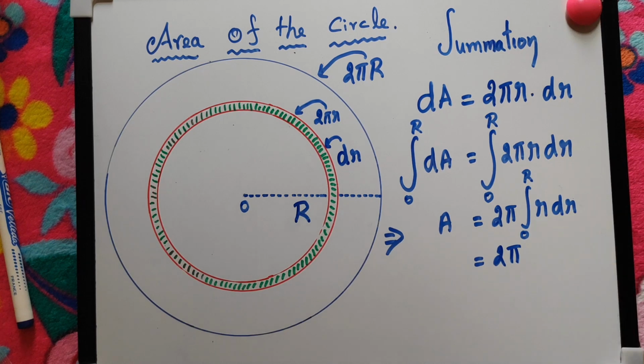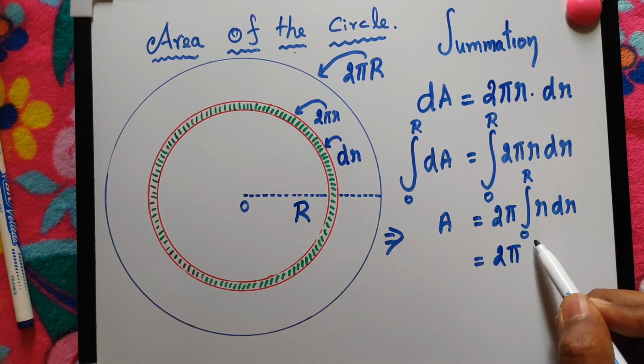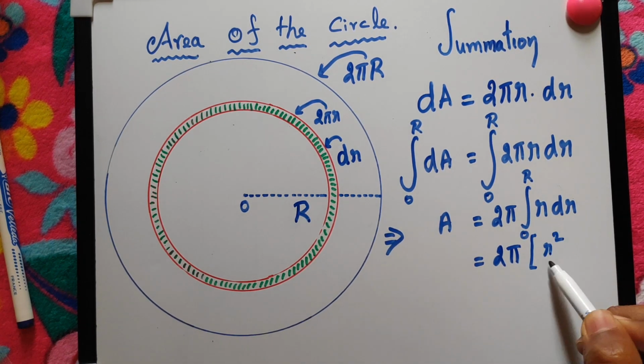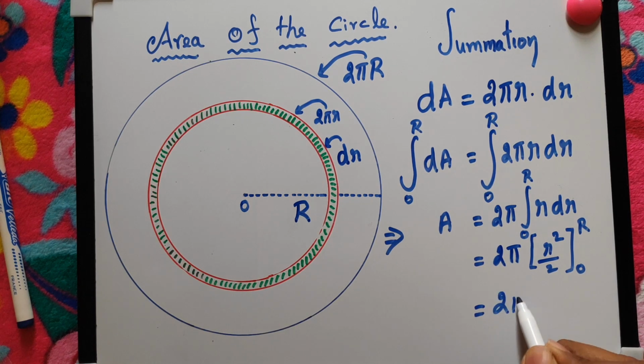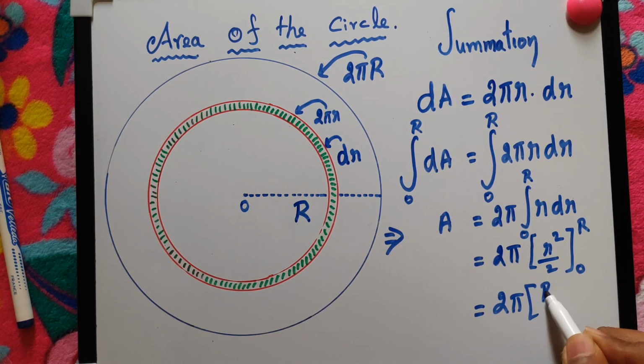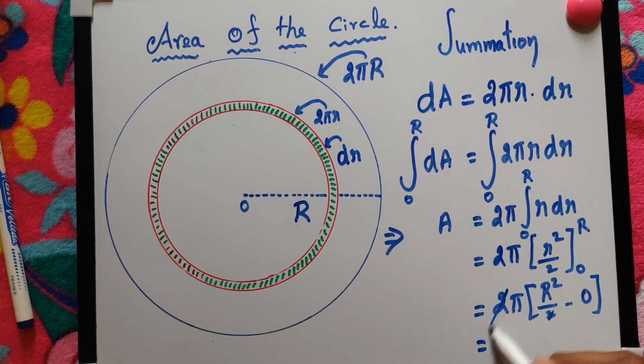Now let's do the integration. If you do integration of r dr, we will get r square by 2. Don't worry, don't memorize anything. When we discuss integral calculus, we will think about that formula. Now just apply upper limit minus lower limit, where 2 gets cancelled. Now we will get the area of the big circle is pi capital R square.